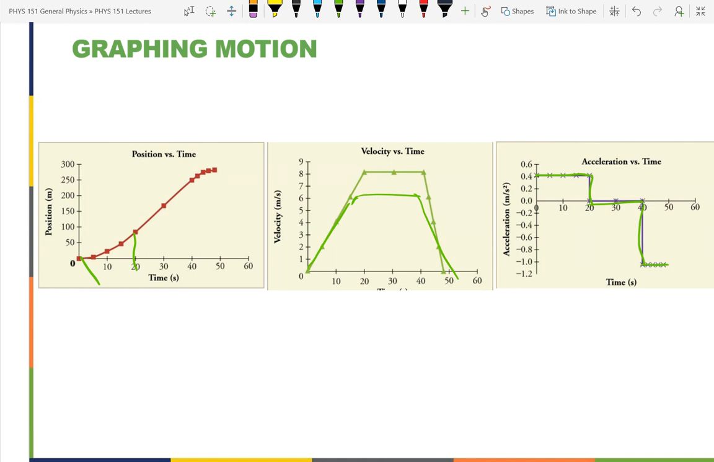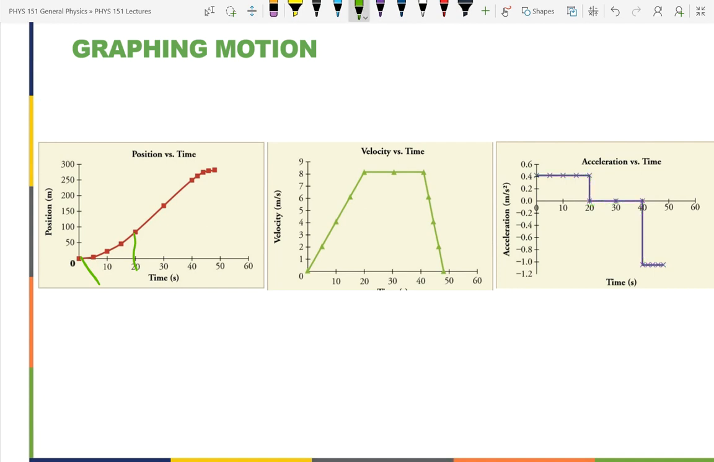Yes. So I understand the part where the velocity is going up and up, and then the acceleration is going up, it's constant, and then it drops, and then it's constant again, and then it drops again. Okay, so you're talking about this graph here? The acceleration graph. Okay, this one here.